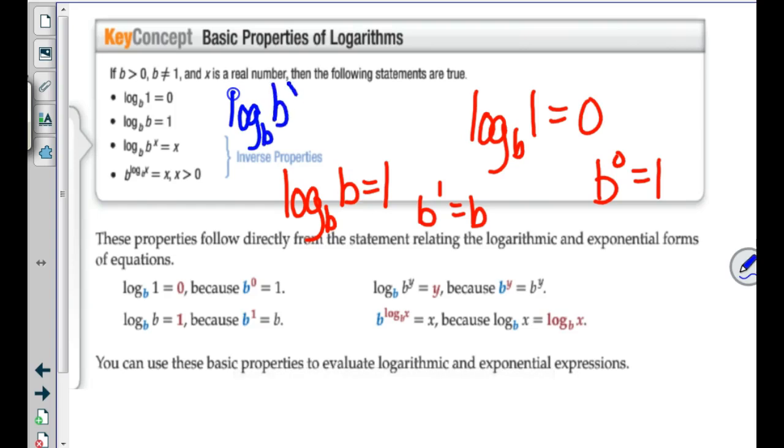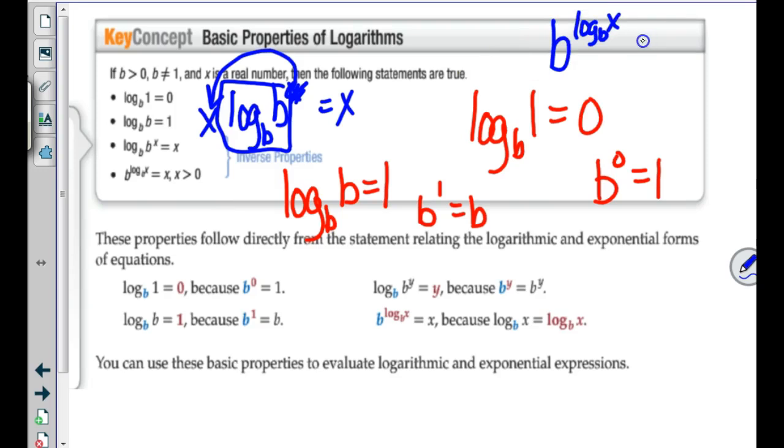Log base b of b to the x equals x. The easiest way to explain this one is to remember the properties that we're going to talk about tomorrow. You can move this x out front, so then this, which we just talked about, is 1. And b to the log base b of x will cancel each other out and become x.